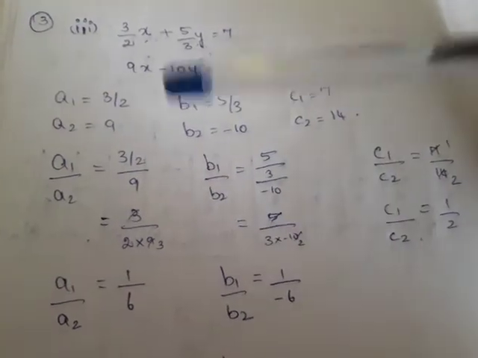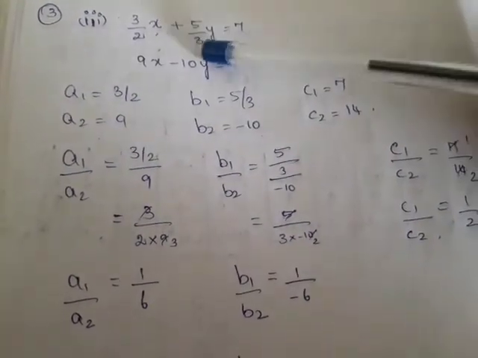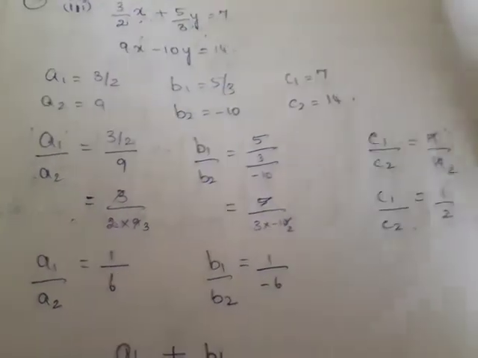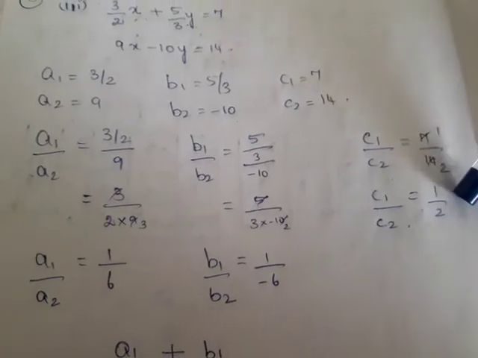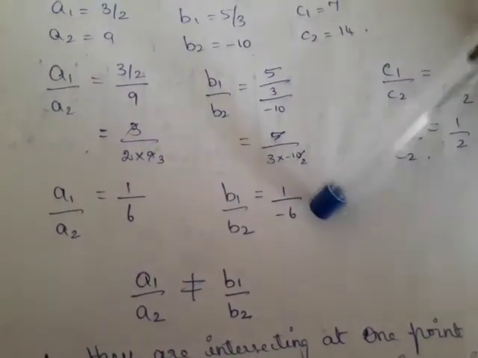And remember, again and again I am repeating, when you are taking the coefficients, take the values along with the sign. Even the sign matters a lot. And then c1 by c2 we got 1 by 2. And first compare the ratio of a1 by a2 with b1 by b2. Here it is 1 by 6, here it is minus 1 by 6.